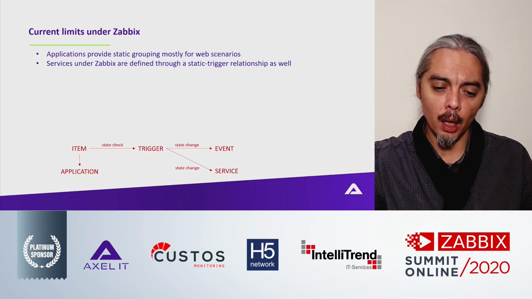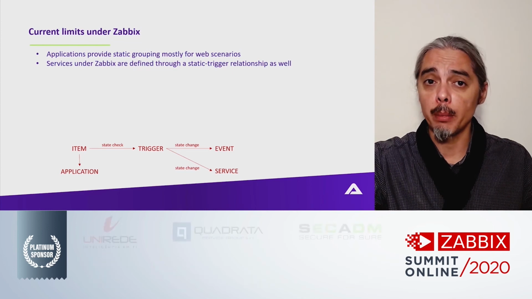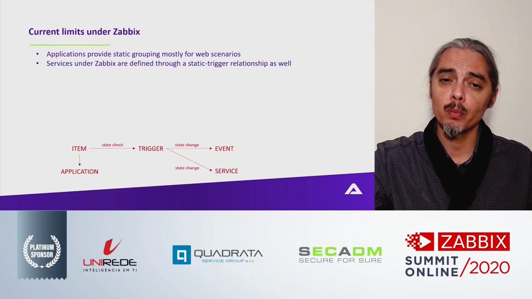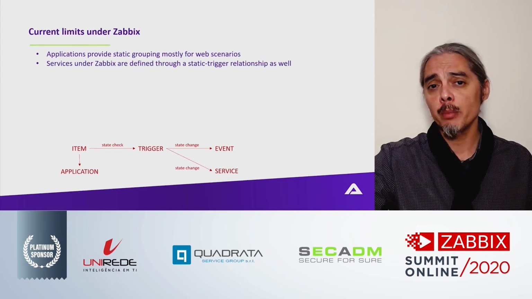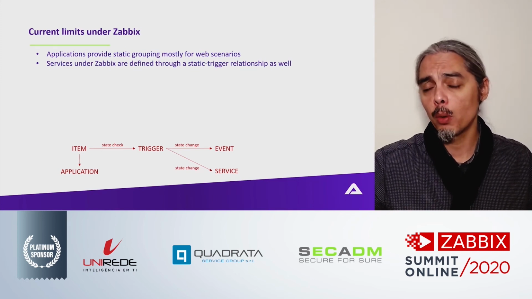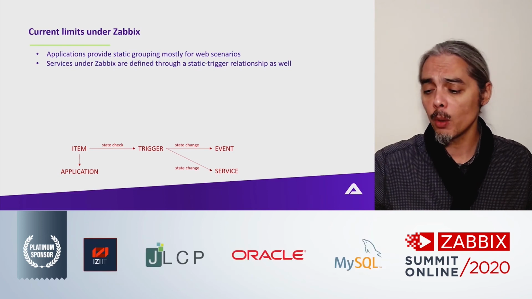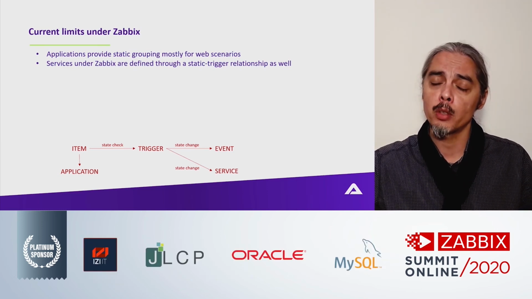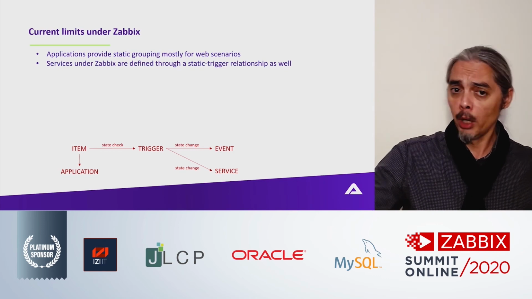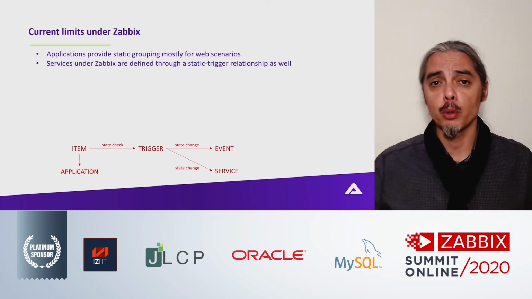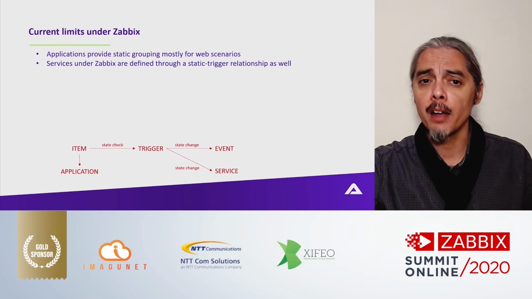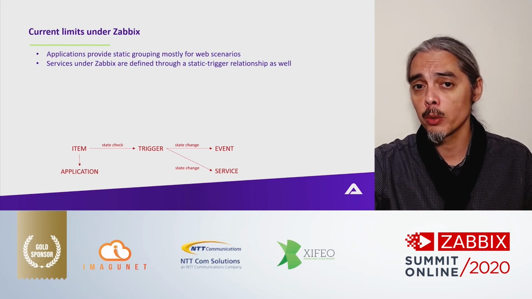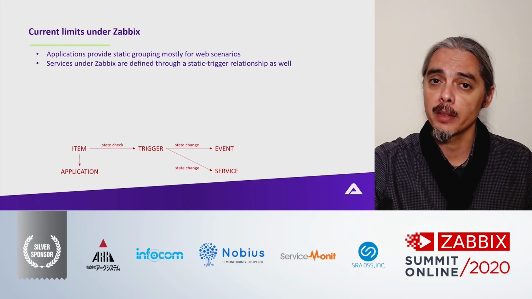To finish with, limits right now under Zabbix. So as you can see below, we have item triggers, and items are tied to applications, but that's mostly for web scenarios. And services are also tied to triggers, but they track the state change of triggers, which you can find under monitoring IT services. So we don't have any strict relation between application or services and actual events.